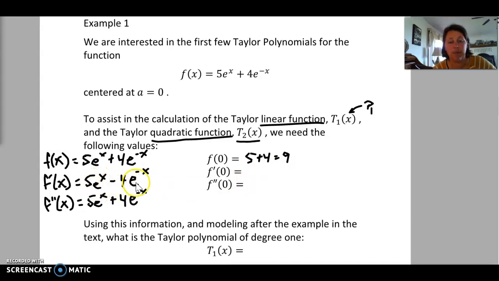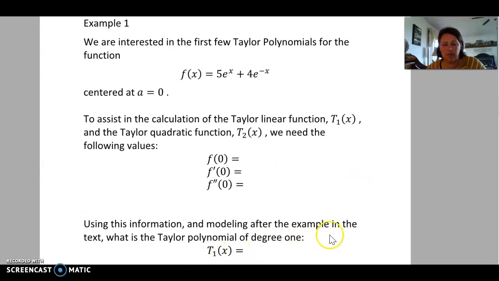This time we have a minus sign in the middle. Both of these are going to go to 1, and we will have 5 minus 4, which equals 1. Then here, same thing. Both of those are going to 0, or to 1, so we'll have 5 plus 4 is equal to 9. So that's our derivative for each one of those.